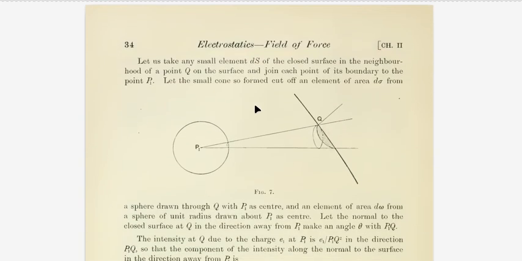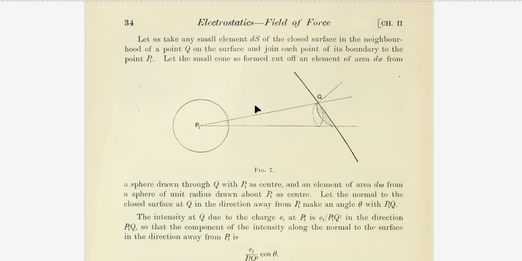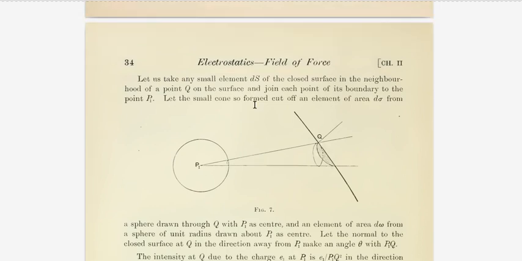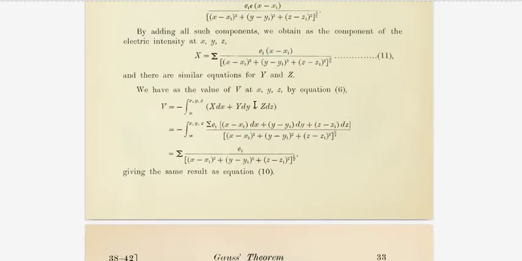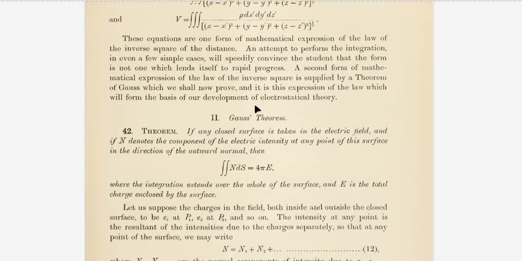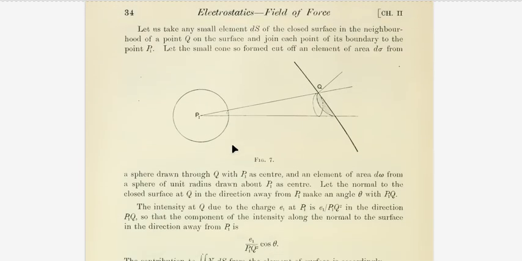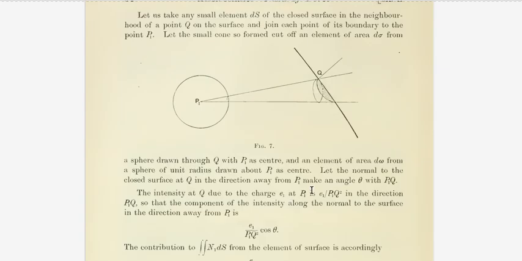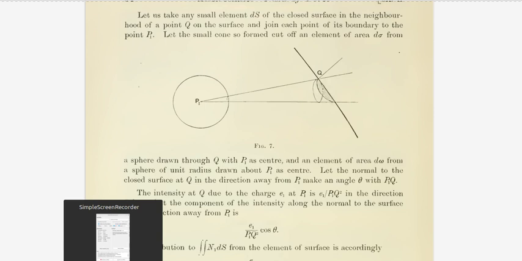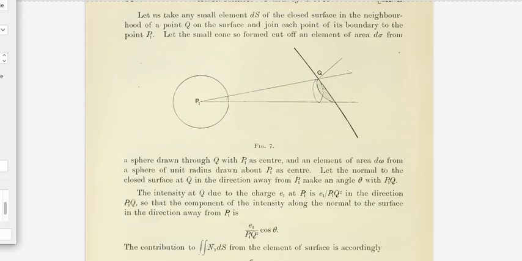Let us take any small element dS of the closed surface in the neighborhood of a point Q on the surface and join each point of its boundary to the point P1. Let the small cone so formed cut off an element of area d sigma from a sphere drawn through Q with P1 as center, and an element of area d omega from a sphere of unit radius drawn about P1 as center. Let the normal to the closed surface at Q in the direction away from P1 make an angle theta with P1Q. The intensity at Q due to the charge E1 at P1 is E1 over P1Q squared in the direction P1Q, so that the component of the intensity along the normal to the surface in the direction away from P1 is E1 over P1Q squared cosine of theta.